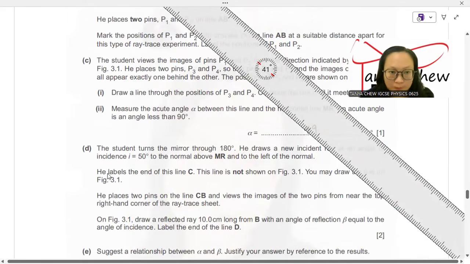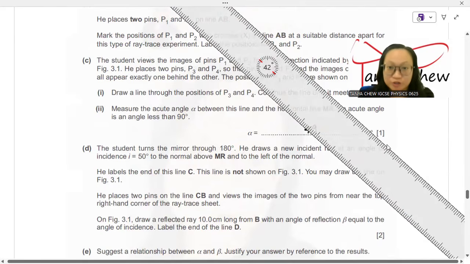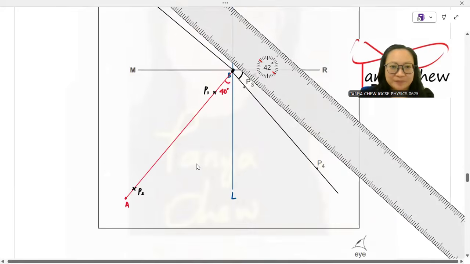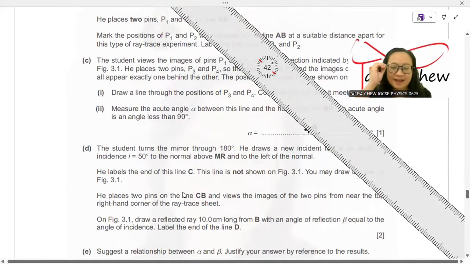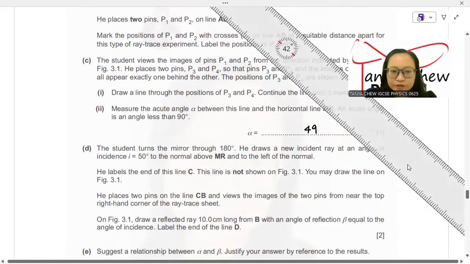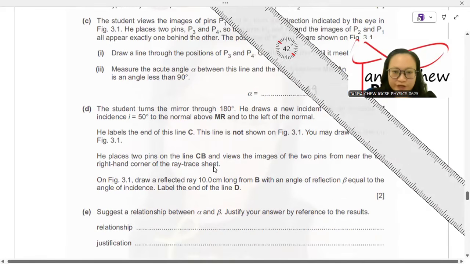To the left of the normal, he labels the end of this line as C. This line is not drawn. You may draw it, so I'm going to draw it. This is C. Done. And then he places two pins on the line CB and views the images of the two pins from near the top right corner of the ray trace sheet.